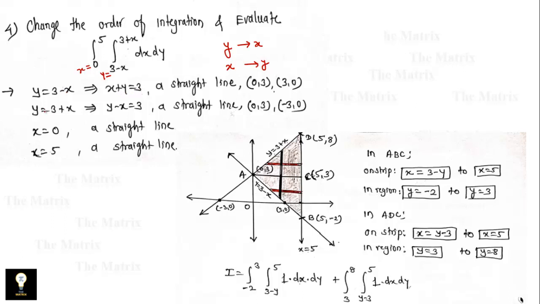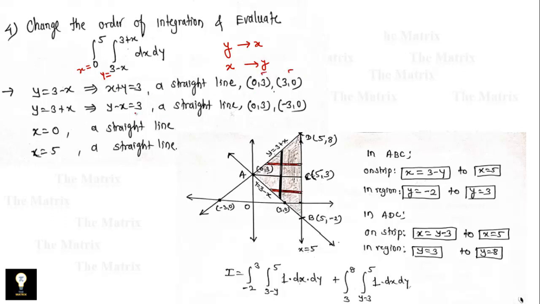Upper limit of y is 3 plus x, that's why y minus x is equal to 3, another straight line. And then outer limits, x is equal to 0, x is equal to 5. All are straight lines. To draw these straight lines, we need 2 points on the line. If you put x as 0, we get y as 3, and if you put y as 0, we get x as 3. So these are the 2 points sufficient to draw a straight line.